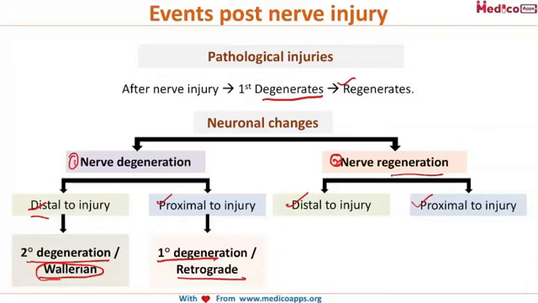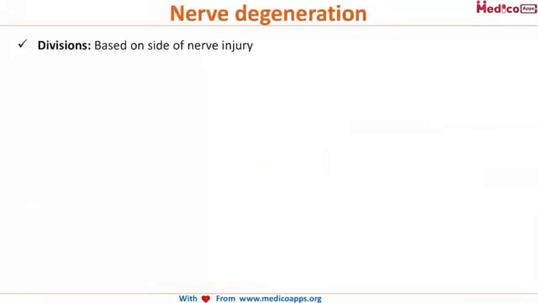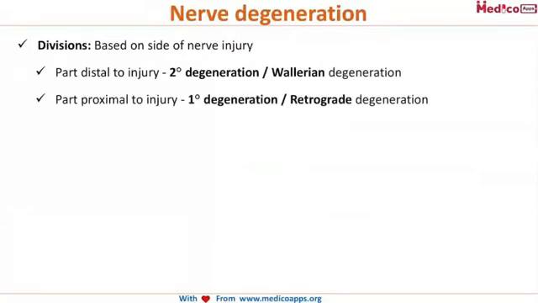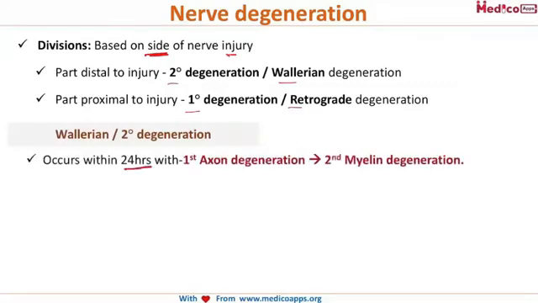Right. Now, let's look at this degeneration in detail. We have just seen that based on the side on which the degeneration occurs to the nerve injury, it can be secondary or Wallerian and primary or retrograde. Coming to Wallerian degeneration, it occurs within 24 hours of the injury. What happens here is, first the axon will degenerate, followed by the degeneration of the myelin sheath that surrounds the axon. So, first there is axonal degeneration within 24 hours, that is followed by myelin degeneration.